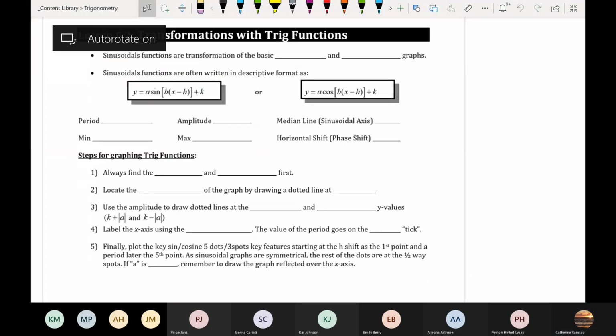All right. So transformations with trig functions. Everybody can see my screen?